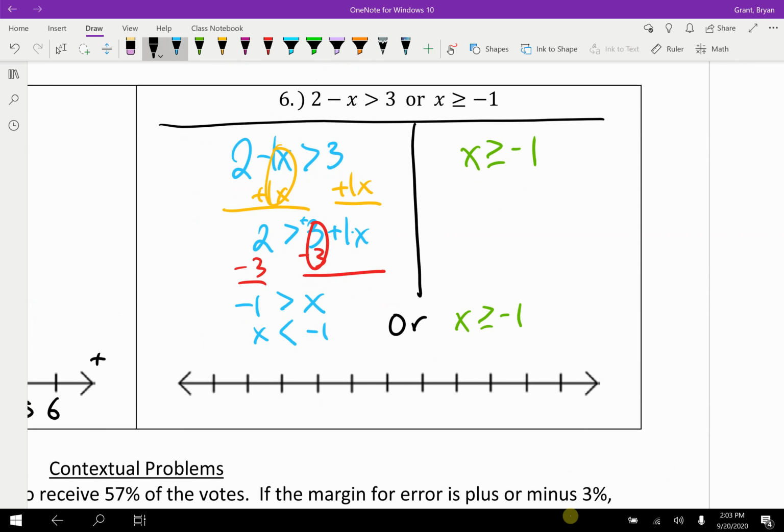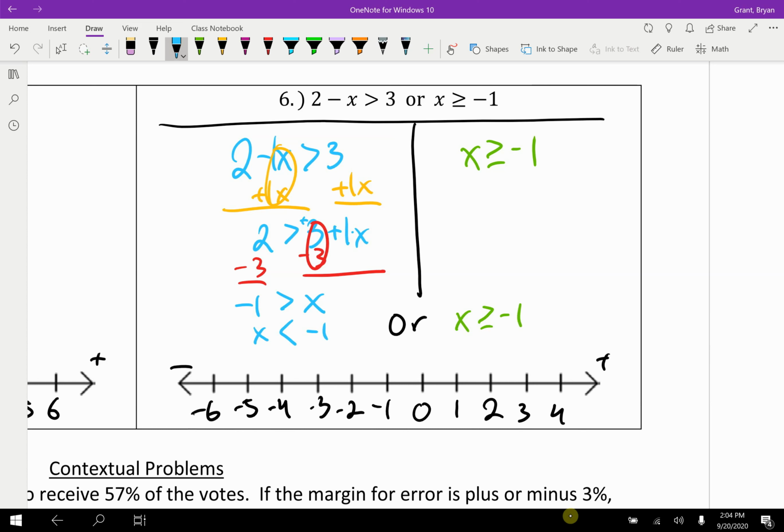X is less than negative 1. Well, we definitely need negative 1 on our number line, I think. Good practice with your positives and negatives here, too. That's why it's always nice to write in those numbers. Once you can cement in your mind which way negatives go, which way positives go, it's going to make you that much better of a mathematician.